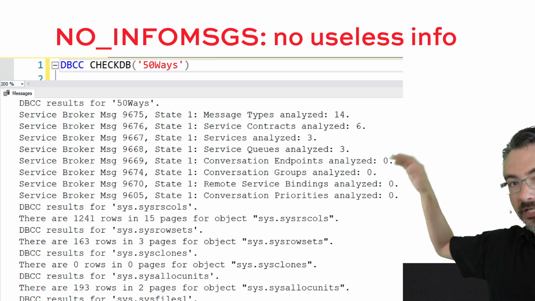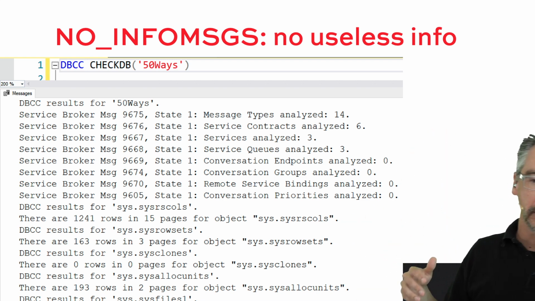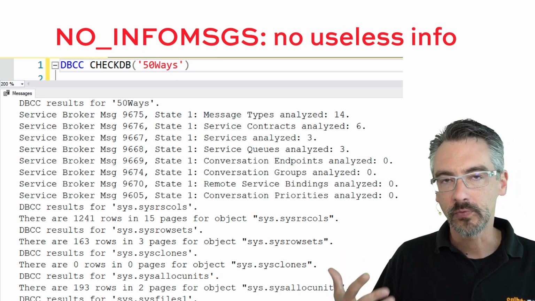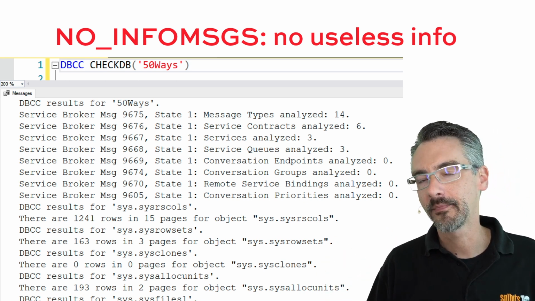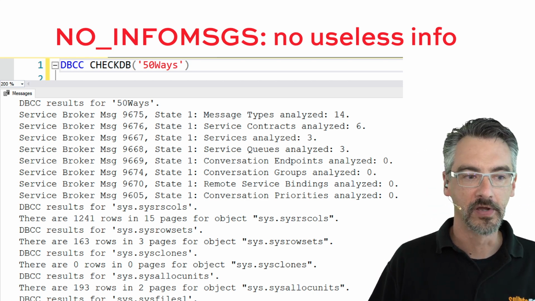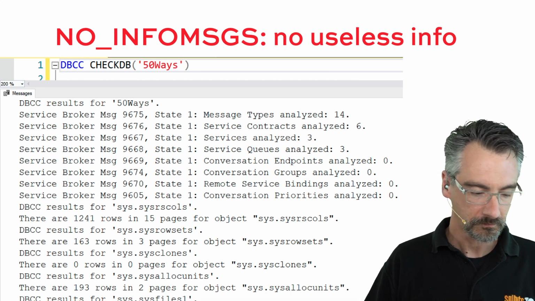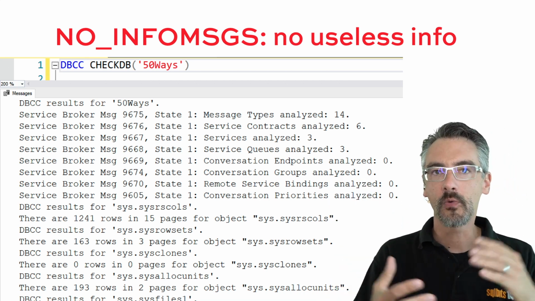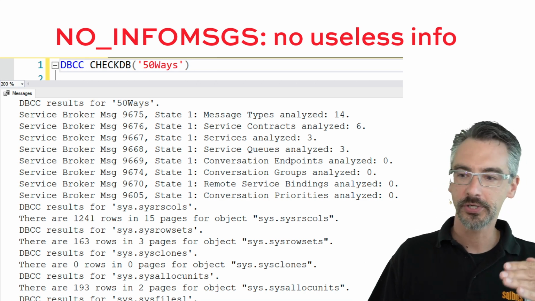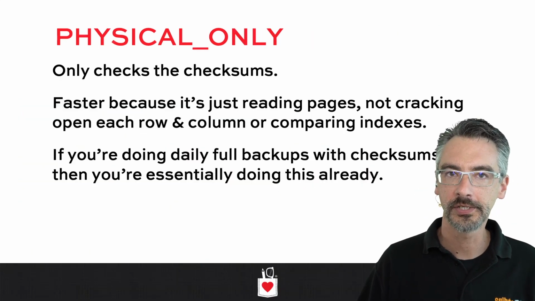The longer that this list is, the harder it is to interpret afterwards. Because of course, when you're reading a log file, it's not like the bad problems are going to be color-coded in red. You're just going to get a big long list of no errors found. So I always want to use NO_INFOMSGS whenever I'm running CHECKDB, so that I don't have to parse through big giant error logs.